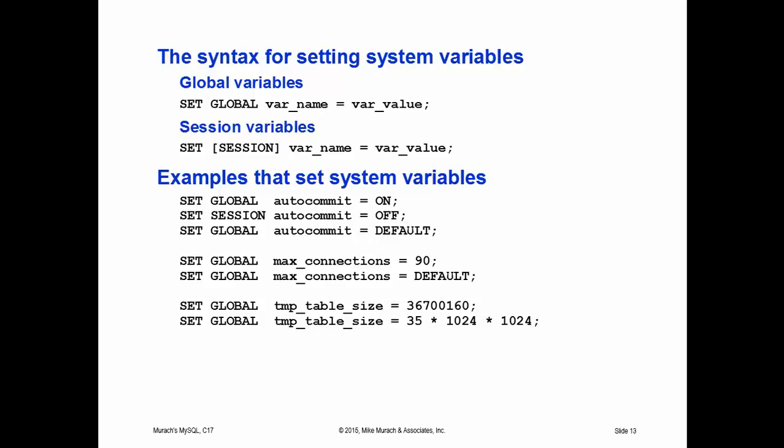The next couple of examples that you see down here with max connections, they set the maximum number of connections for the server, not for the session. And then you've got a thing in here that shows table size. When you're specifying a number of bytes, you can use them in kilobytes, megabytes, or gigabytes, but not directly. You have to use expressions like what are shown here.